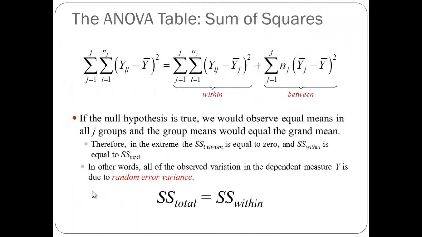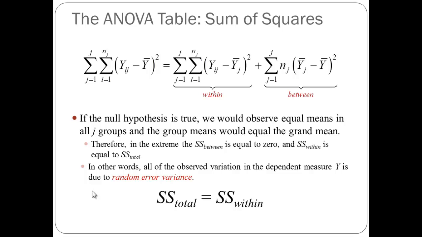So, if the null hypothesis is true, we should observe equal means in each of these groups. And if we were to observe equal means in all these groups, then the mean of all those means would equal the grand mean. So if we think about this in the most extreme situation, the sums of squares between could be equal to 0 if there's absolutely no group effect, which would mean that our within group sum of squares would have to equal the total sum of squares.